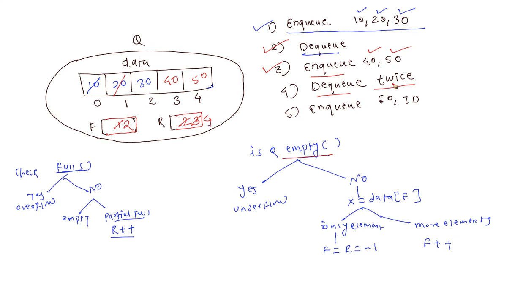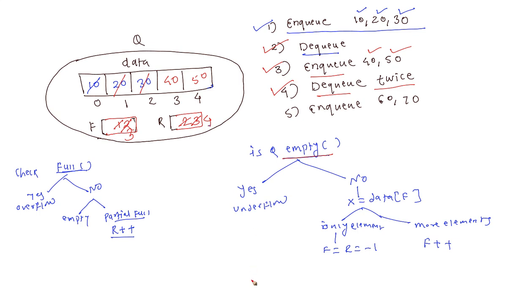Then we'll perform one more DQ operation. Again, check is the queue empty. Check F. F is not minus 1, so the queue is not empty. Remove the element from data array on F location. F is 2. Data of 2 will give us 30. And this was not the only element. So because there are more elements, we'll increment F by 1. So F becomes 3. So this DQ twice is over.